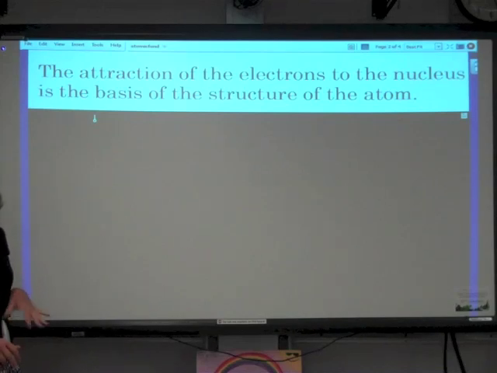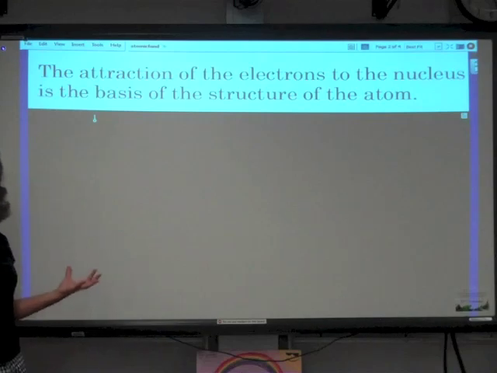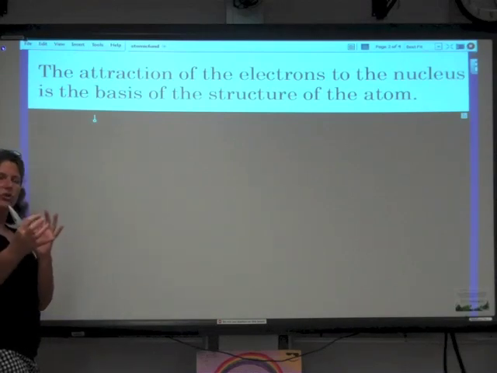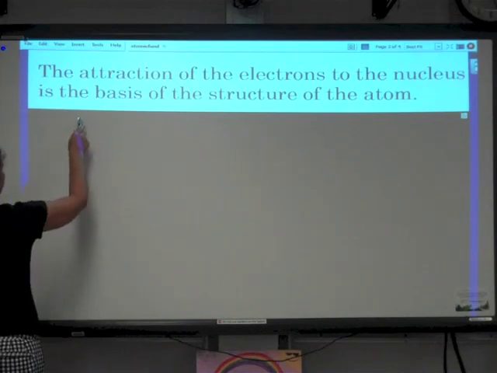And we sometimes call that, well, we don't sometimes, it is known as a Coulombic interaction. And we will talk lots more about Coulomb's law later, but basically it is that positive and negative attract one another. And so that's really what keeps atoms together. Electrons attracted to the positively charged nucleus.